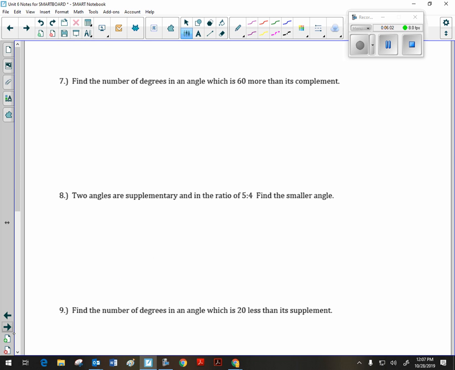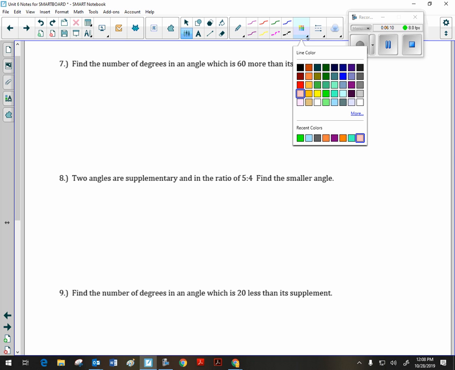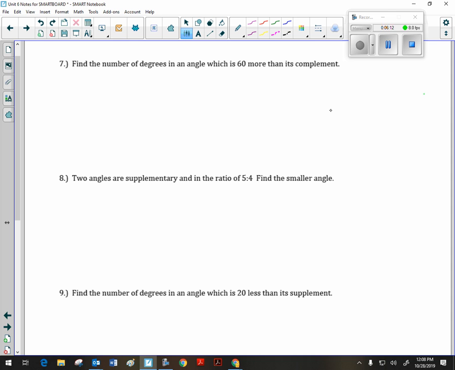When I move on to the next page, I have a couple more examples here. In the examples that are here, I want to set up a let statement. For me, that let statement is going to be a picture. It says find the number of degrees in an angle which is 60 more than the complement. This is telling me the relationship between the two angles.